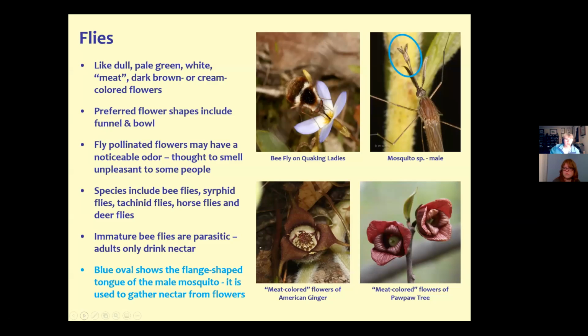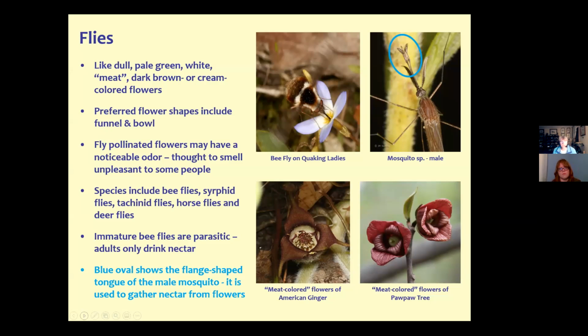So let's talk about our flies. We typically think of flies as being very bothersome, but there are quite a few species that are excellent pollinators. They prefer dull or pale green, white, dark brown, meat-colored or cream-colored flowers. The flower shapes are usually funnel or bowl shaped. The fly-pollinated flowers may have a noticeable odor.